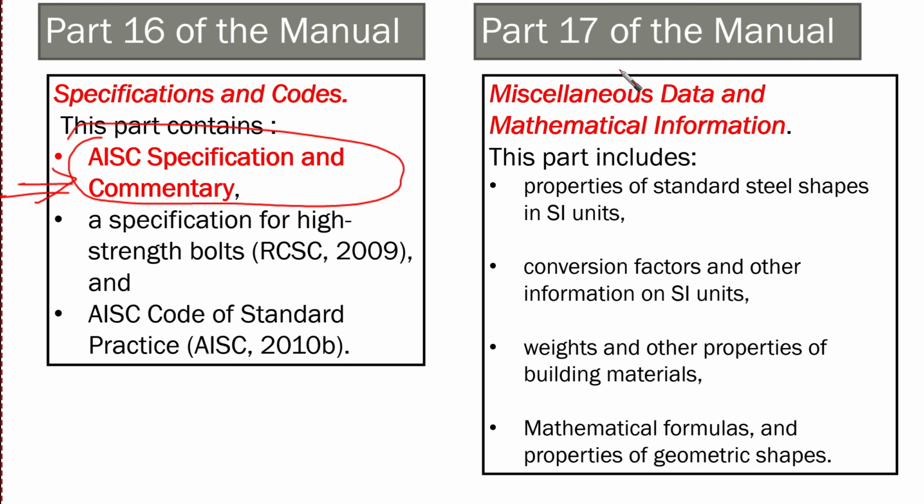And then part 17 of the manual, miscellaneous data and mathematical information. This part includes properties of standard steel shapes in US customary units and SI units. We also have conversion factors and other information on SI units, weights and other properties of building materials, and mathematical formulas and properties of geometric shapes. So these are the 17 parts of the manual, and I think that every part of it is important for us to deal with.